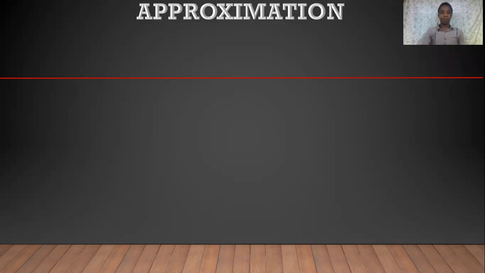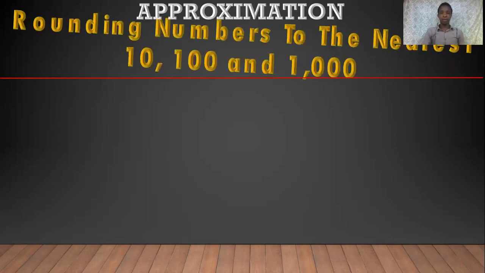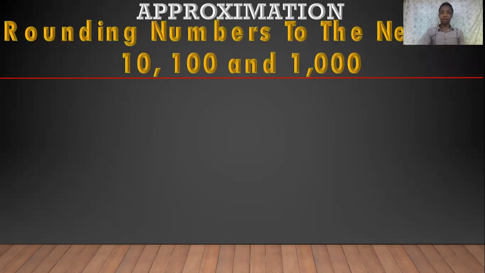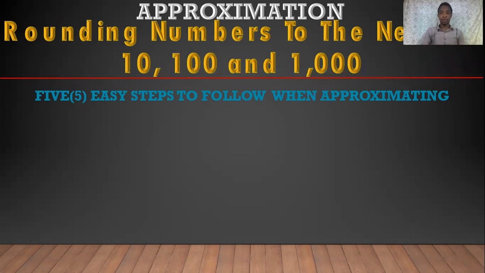Very quickly, we'll be looking at approximation together. Quite a simple topic. Under approximation, we'll be looking at rounding numbers to the nearest tens, hundred, and thousand. Now, there are some basic rules. I call them five rules or five guides when you're approximating. So we have five easy steps to follow. Let's quickly go over those five steps.